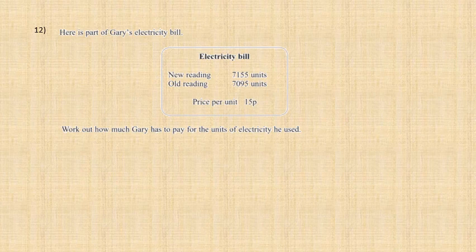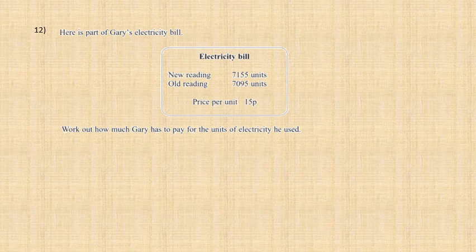Okay, let's go for question 12. Here is part of Gary's electricity bill. Here is the electricity bill. It has new reading and old reading, and he's saying here that the price per unit is 15 piastres. So he needs me to work out how much Gary has to pay for the units of electricity he used. So it's very easy and very simple here, guys.